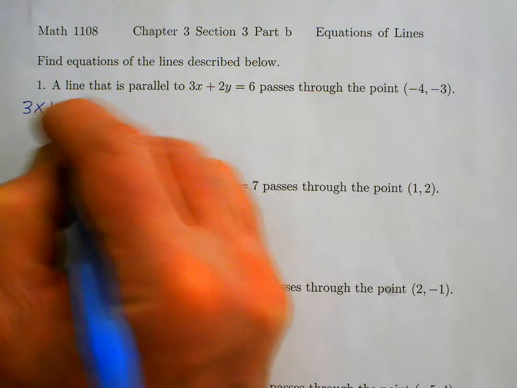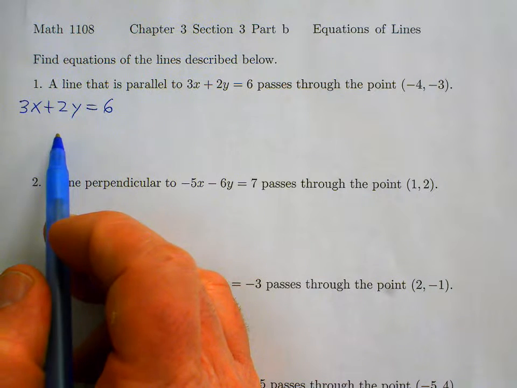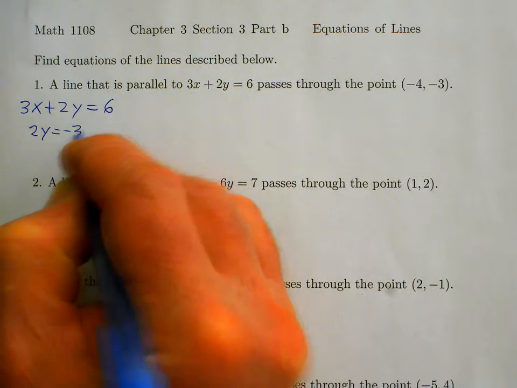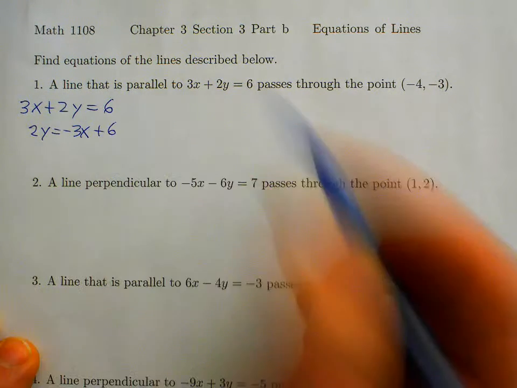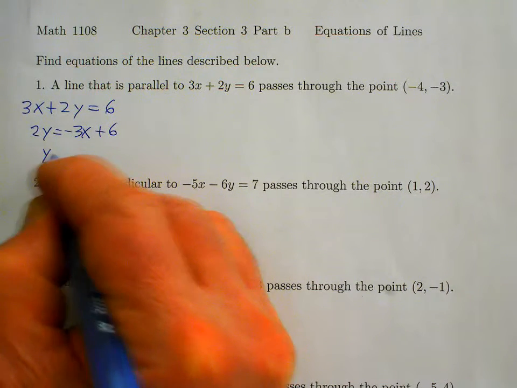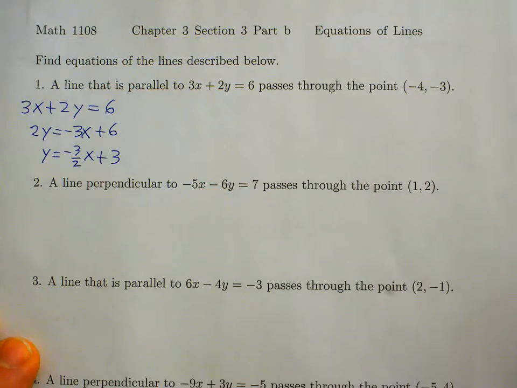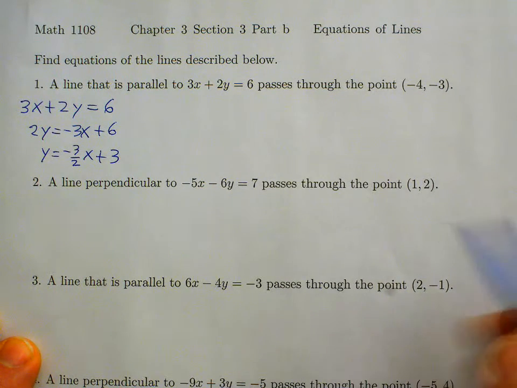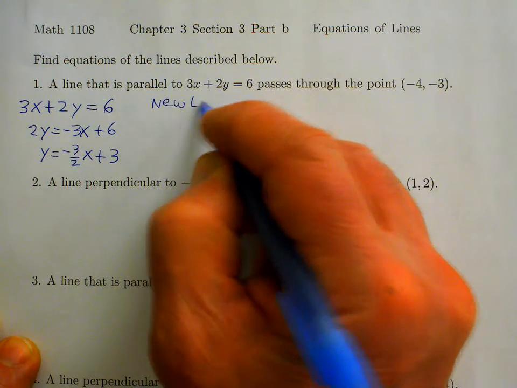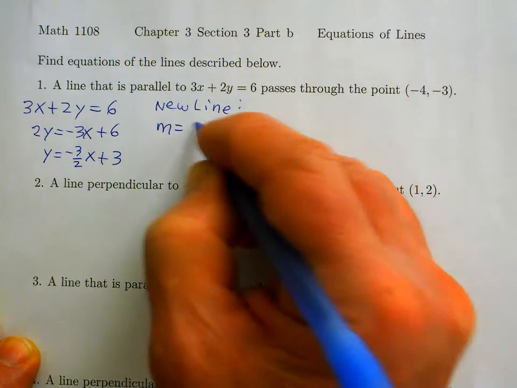3x plus 2y equals 6. Subtract 3x from both sides, we get 2y equals -3x plus 6. Divide both sides by 2. We get y equals -3/2 x plus 3. Okay, so the new line has slope -3/2 because the new line is parallel. They have the same slope.